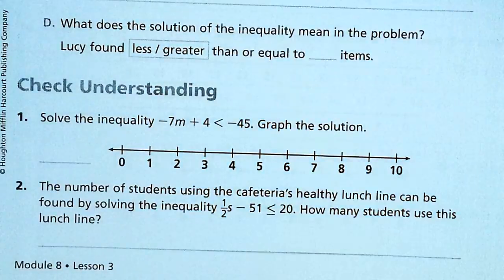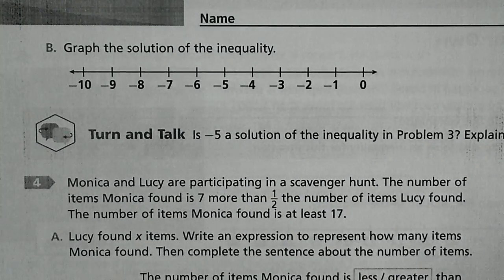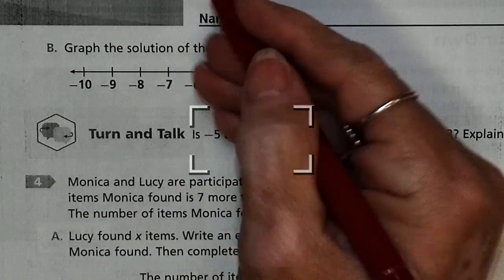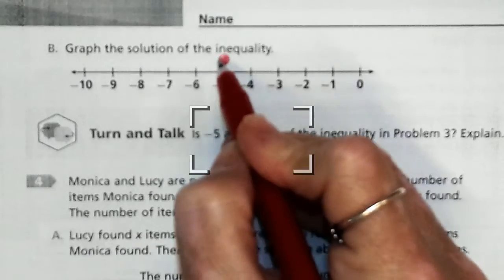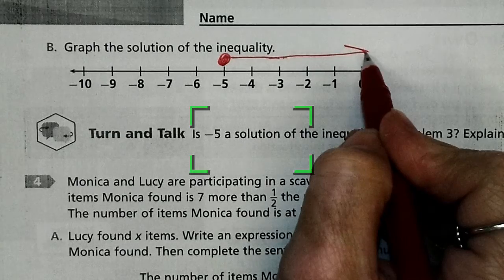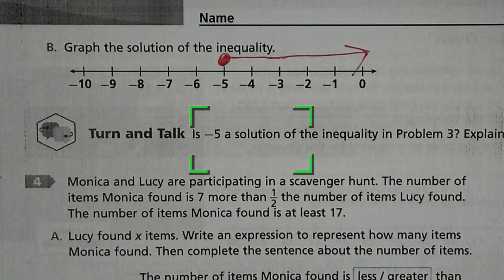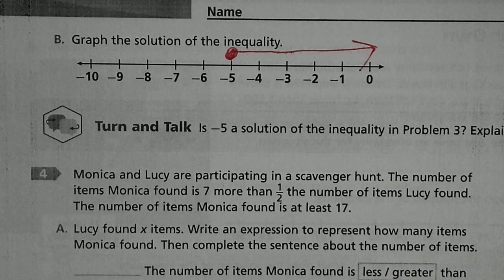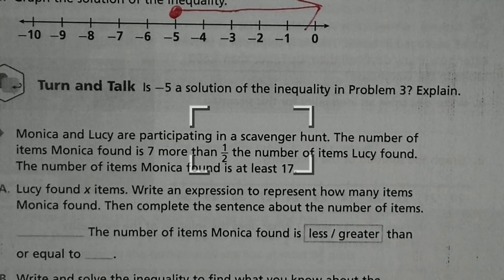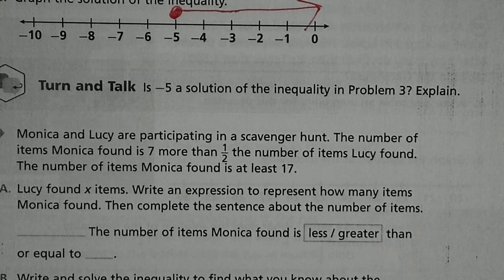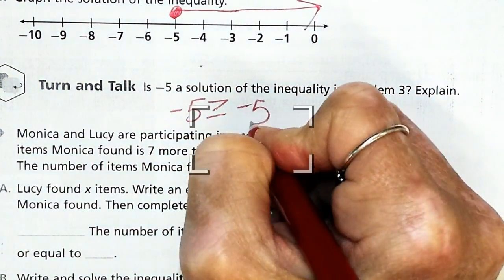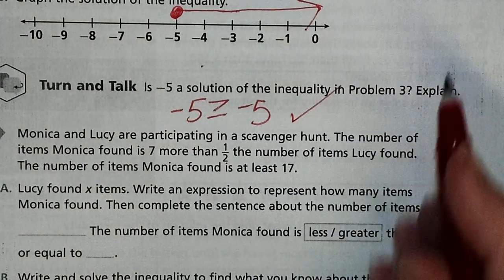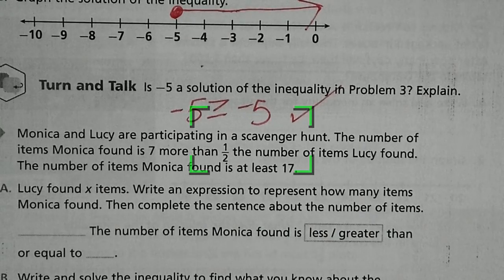So how did you say you graphed it, Xander? I put a filled in dot of -5, and then I made it go towards the right. Yep. That is correct. All right. So it says, is -5 a solution of the inequality in problem 3? So does -5 work? Yes. -5 is greater than or equal to -5. So that is a true statement. It works.